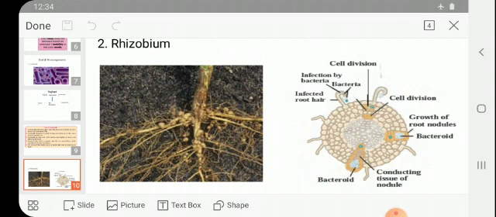And after that, when we take the section, I tried to take the section and kept it under the microscope, and such type of structure you can get. So how can we make the slide?